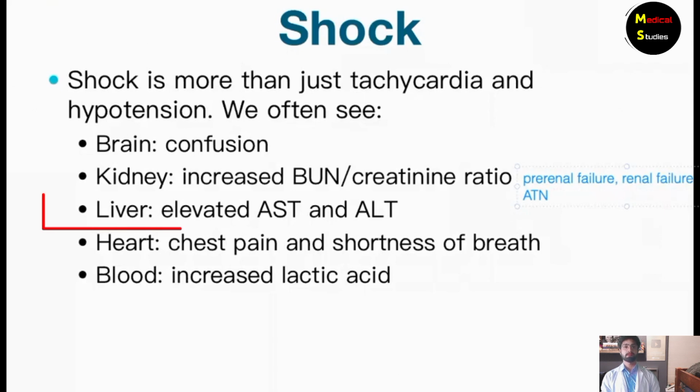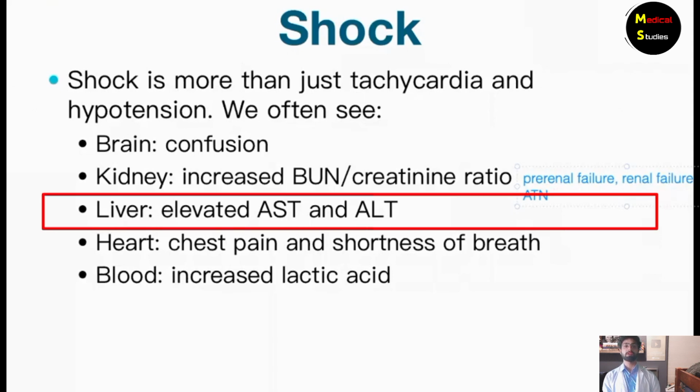Next, liver. In the liver there is an abnormal liver function test, and this is due to elevated AST and ALT. Okay, does anyone know the full form of AST and ALT?